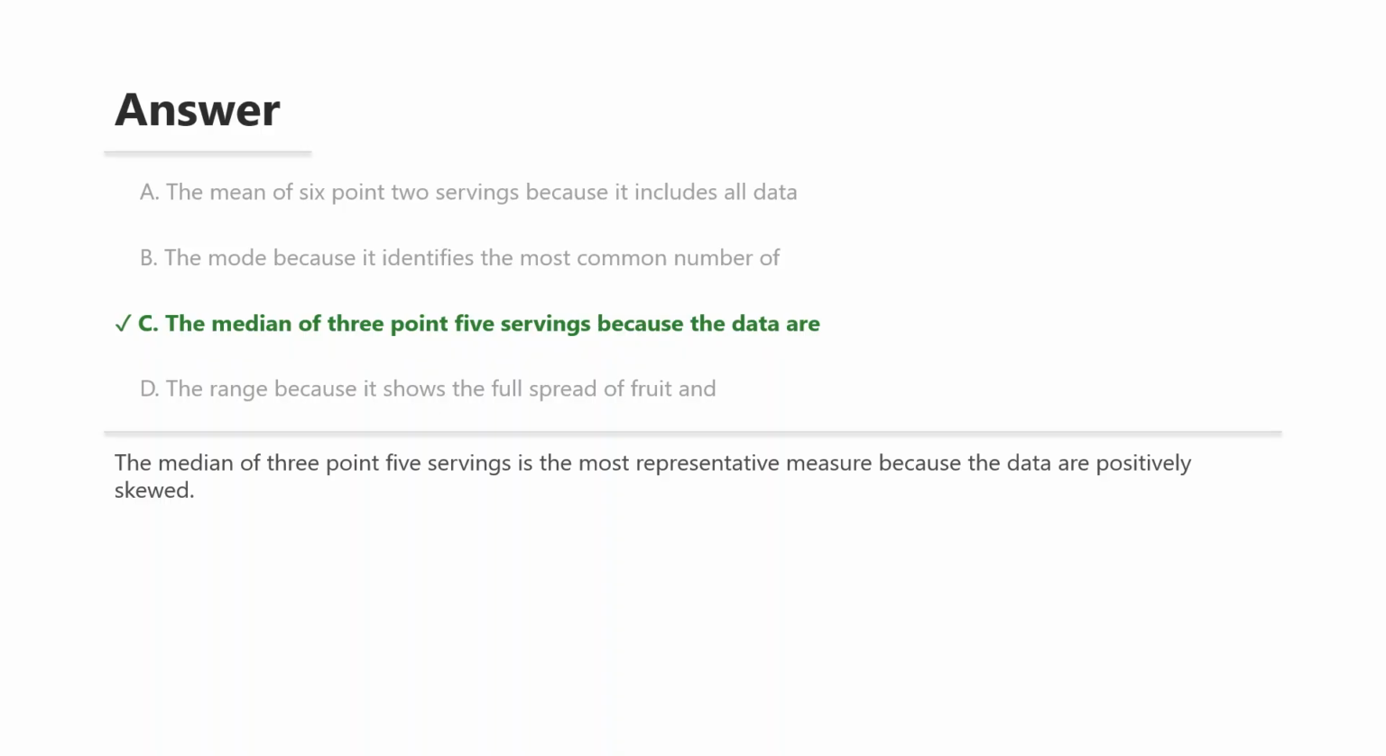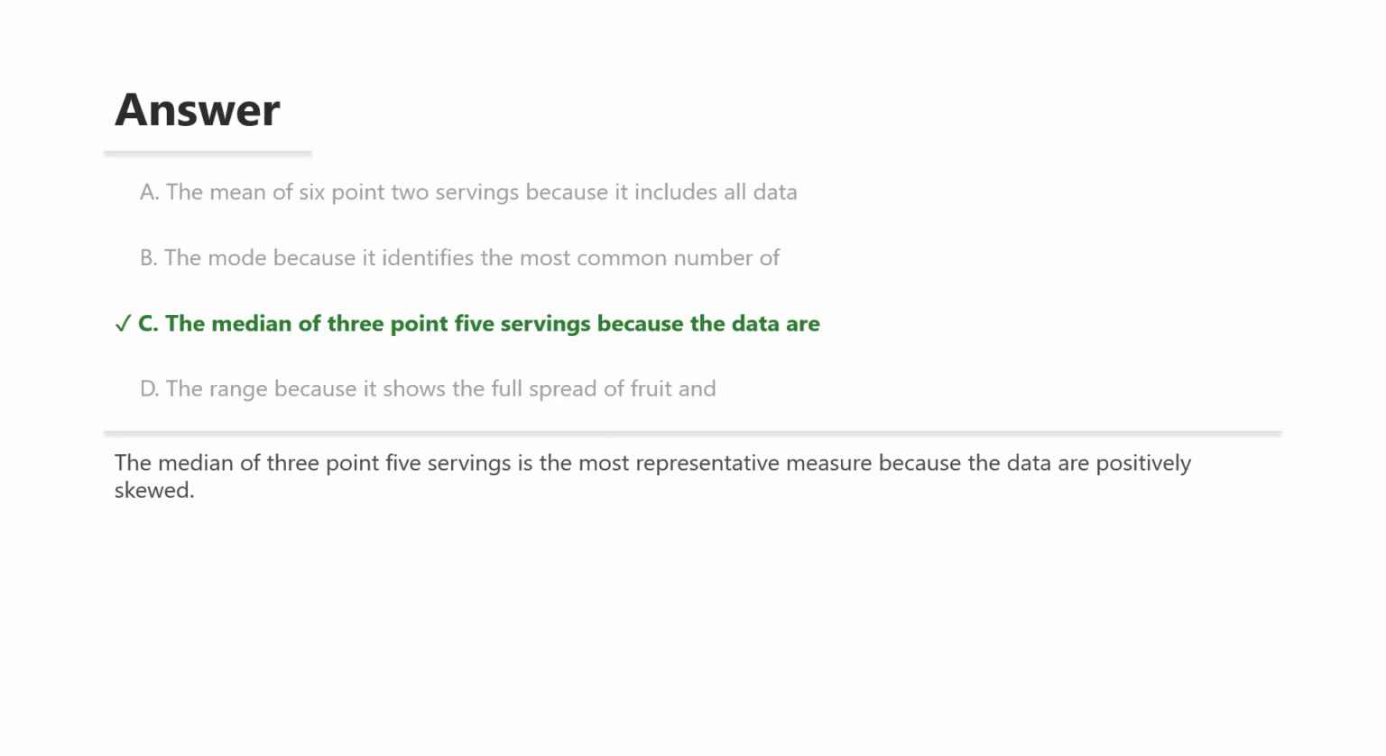The correct answer is C. The median of 3.5 servings is the most representative measure because the data are positively skewed. The three participants reporting 15 or more servings per day are outliers that pull the mean upward to 6.2 servings, which does not reflect the typical participant who eats 2 to 4 servings. The median is not affected by these extreme values and better represents the central tendency of the majority of participants.